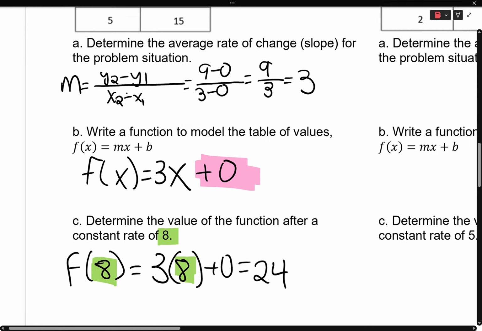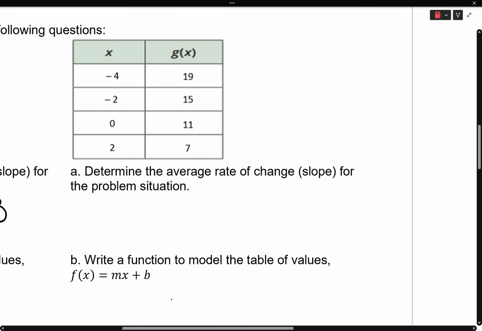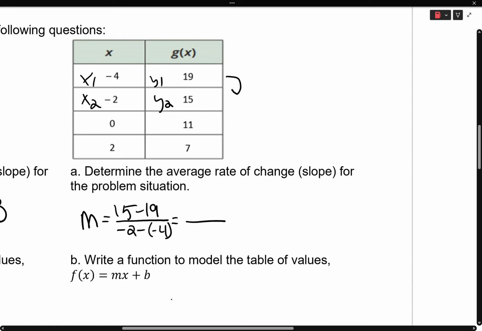The next one. Let's determine the average rate of change. Now, of course, I can still do my formula, which I'll write out. But we could also take a look at the pattern, and I'll show you what I mean. x1, x2, y1, y2. So that's 15 minus 19 over -2 minus -4. Now, let's take a look at the pattern of the y's. It looks like I'm going down by 4 each time. And if you think about it, 15 minus 19 is -4. This is the same -4.